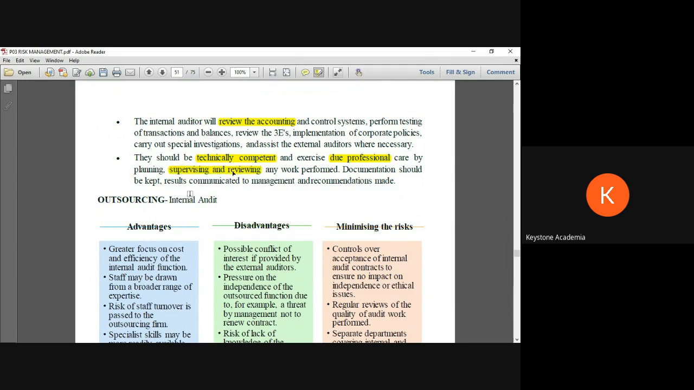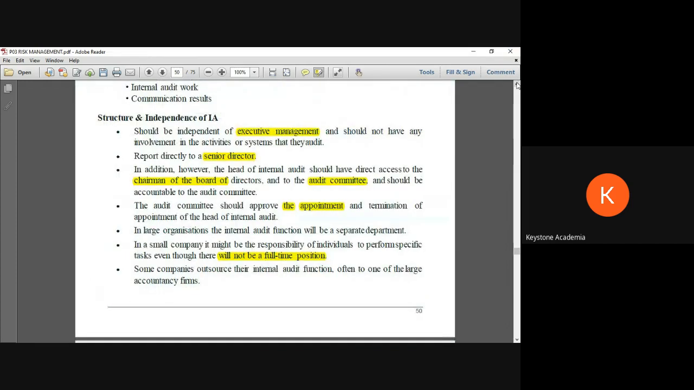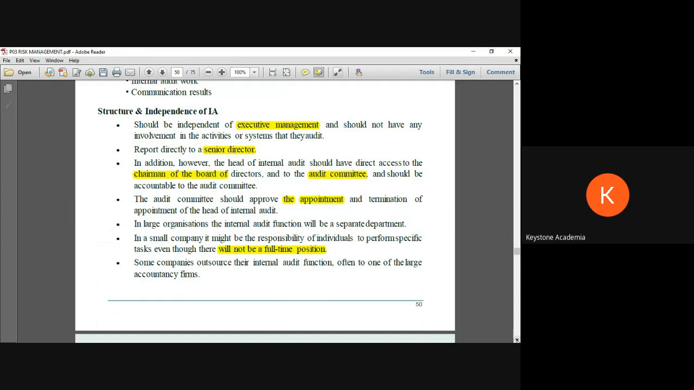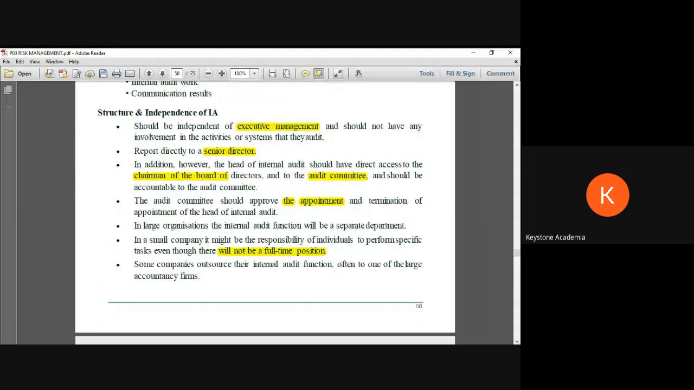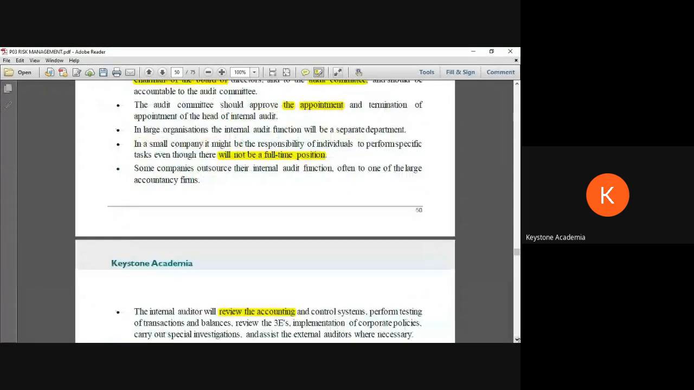Documentation should be kept, results communicated to management, and recommendations made. Anything else missing here? I mean, this is a starting point. We can add so many things on independence and structure, but these are fundamentals which will be applicable across industries. Obviously, things will change according to industry.